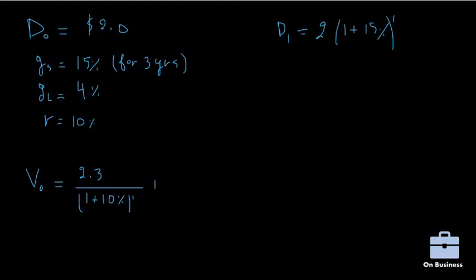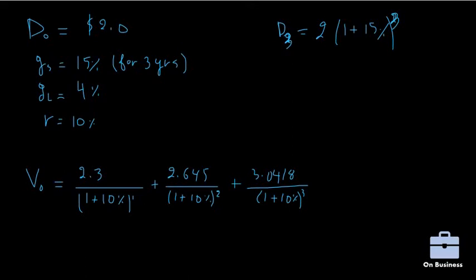Now for year 2, the dividend I'll be receiving is 2 times 1 plus 15% to the power 2. So this would give me D2, and this would be 2.645. To get the present value of the dividend in year 2, I have to divide by 1 plus 10% to the power 2. To get the dividend in year 3, this would be the $2, which is D0, times 1 plus 15% to the power 3.